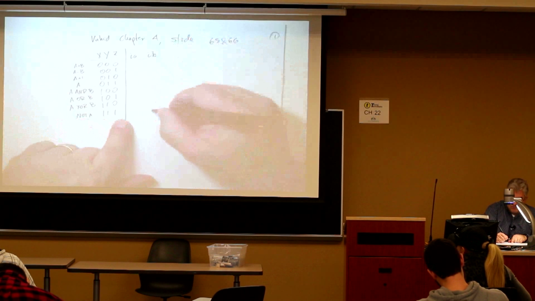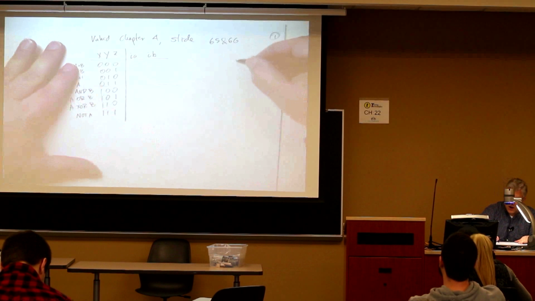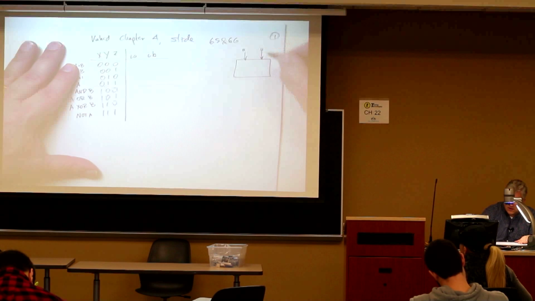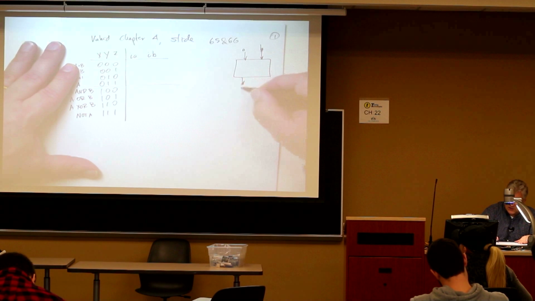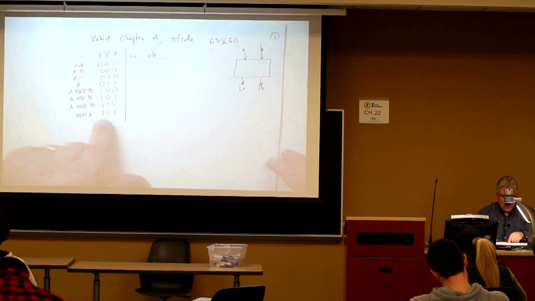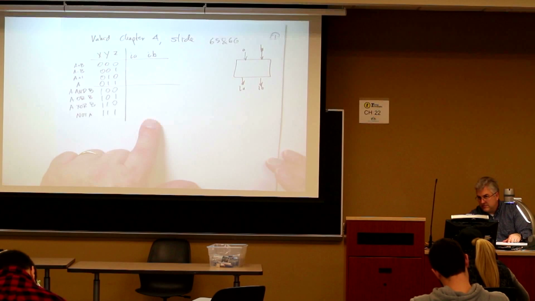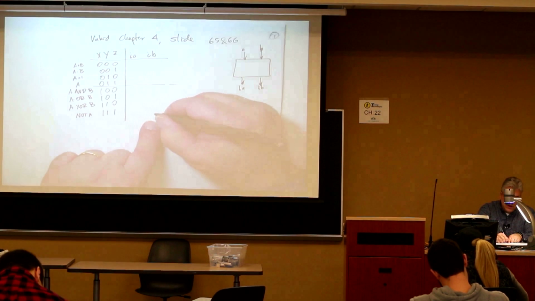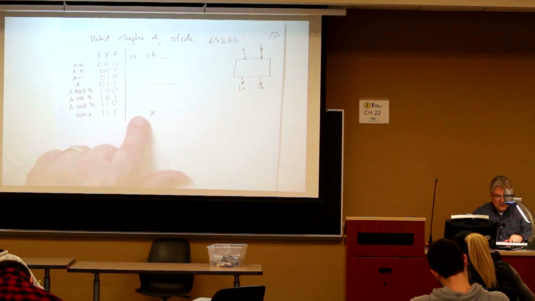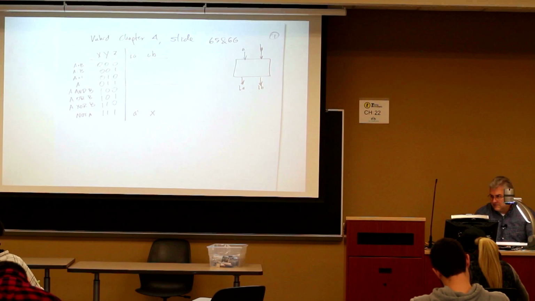A? Do we care what IB is? Remember IB? We had A going in and B going in, and this is going to be IA and IB coming out, right? Do we care what IB coming out is? Yes or no? No. So you know what? That's a don't care. What is A naught, right?